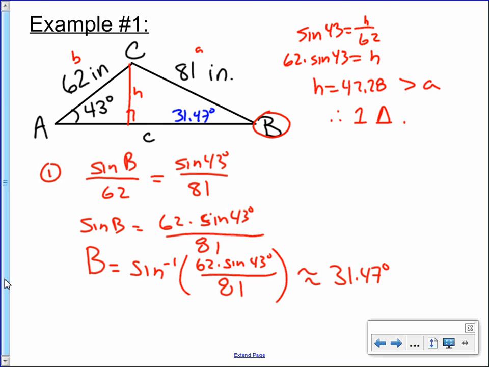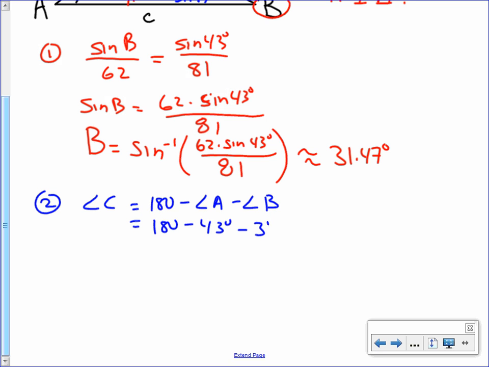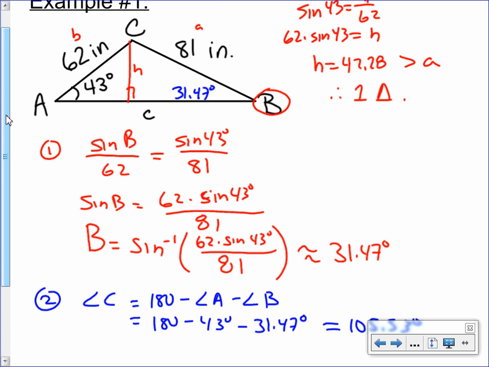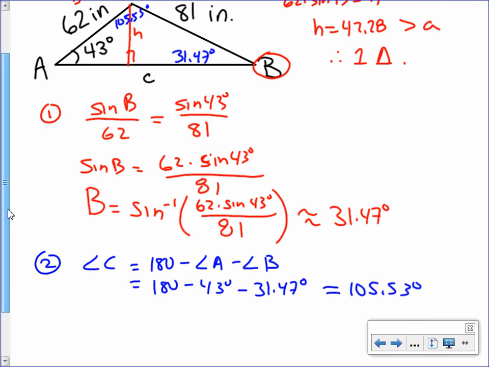As you can see, the next easiest thing to find would be angle C. So angle C is equal to 180 minus angle A minus angle B. So 180 minus 43 minus 31.47 will get you about 105.53 degrees. It's a fairly accurate picture. Okay, and we need angle C because we're looking for side c. And since it's not a right triangle, you can't just use the Pythagorean theorem and go a squared plus b squared is c squared, because that's not true when it's not right.